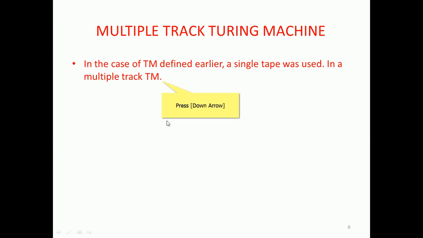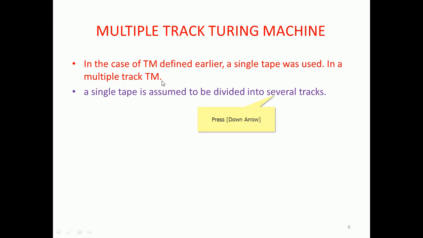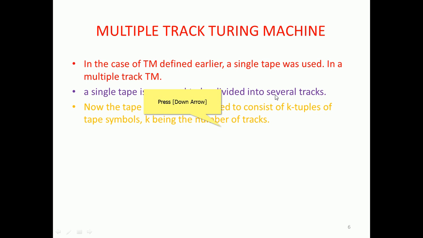In the current case, the Turing machine defined earlier used a single tape. Here, in the multiple track Turing machine, a single tape is assumed to be divided into several tracks. So now the tape alphabet is required to construct k-tuples of tape symbols, k being the number of tracks.